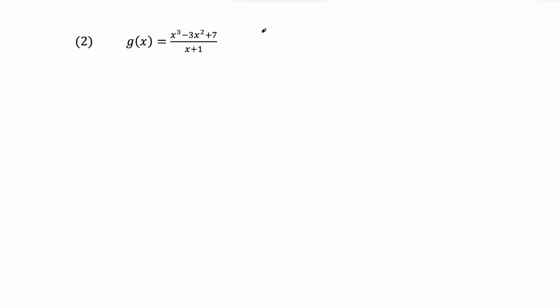Question 2, we're going to find the polynomial that has the same end behavior of g of x. And first, I'm going to find the domain of the function. We're just looking at when the denominator is equal to 0. The denominator equals 0 when x is negative 1. So our domain is all x values except negative 1. So now I'm going to do the division here.